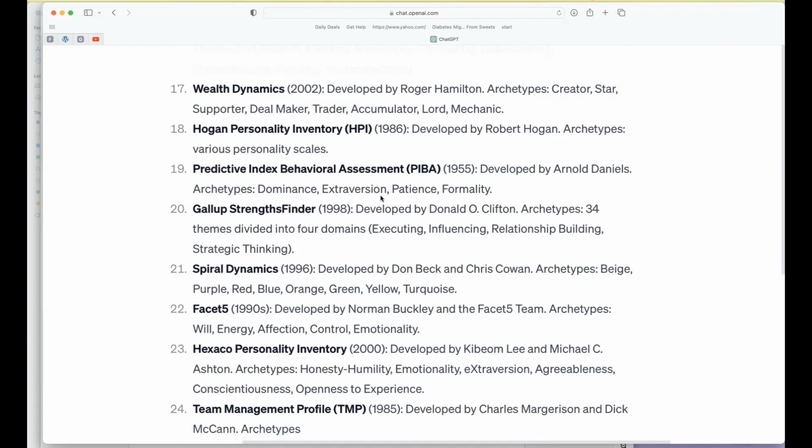You get to the Gallup Strengths Finder: 34 themes divided into 4 domains: executing, influencing, relationship building, and strategic thinking. That's out grid, up grid, in grid, down grid, but I think it all overlays on the out grid quadrant.